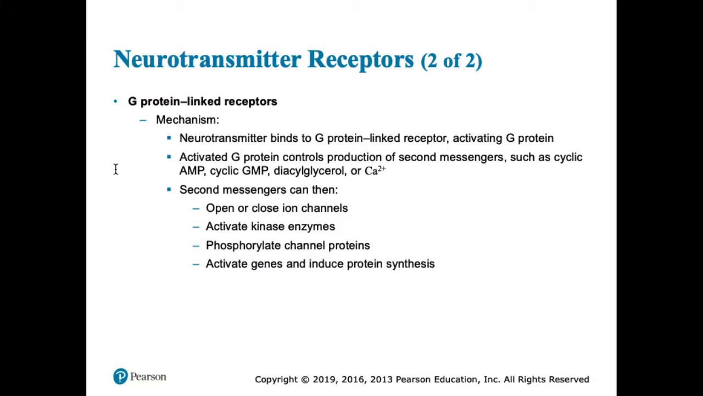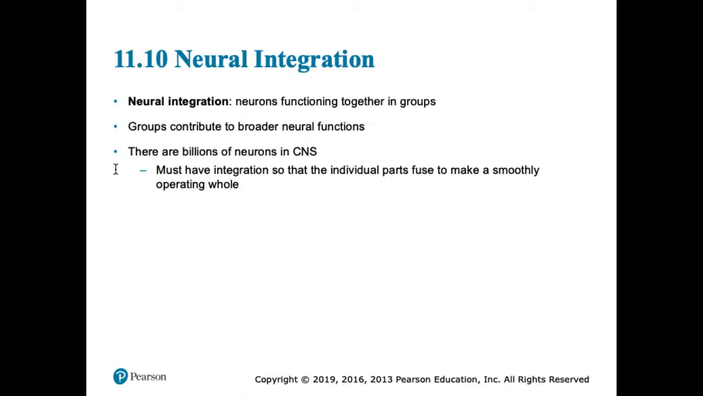For G protein linked receptors, the mechanism is that the neurotransmitter binds to the G protein linked receptor, activating the G protein. And that activated G protein controls production of second messengers such as cyclic AMP, cyclic GMP, or even ionic calcium. So second messengers can then open and close channels, activate kinase enzymes, phosphorylate channel proteins, activate genes, and induce protein synthesis.